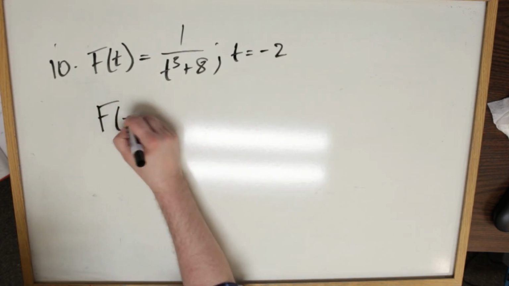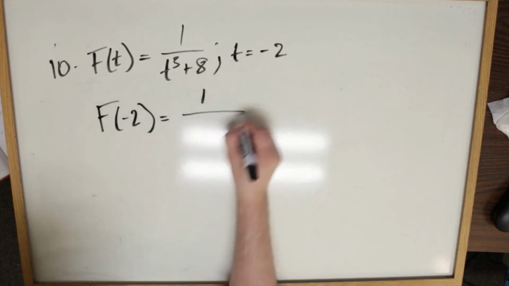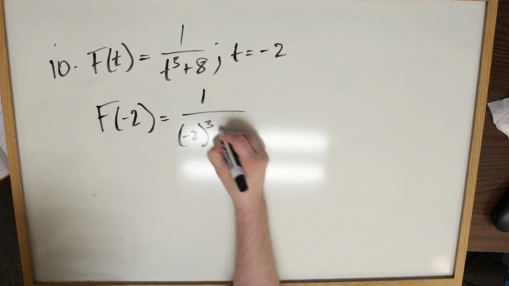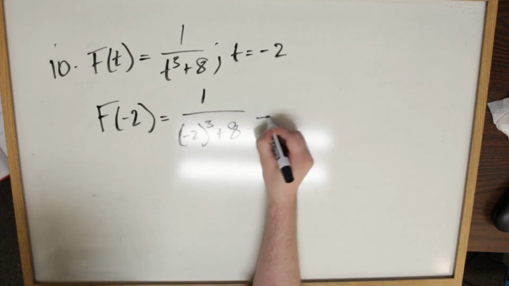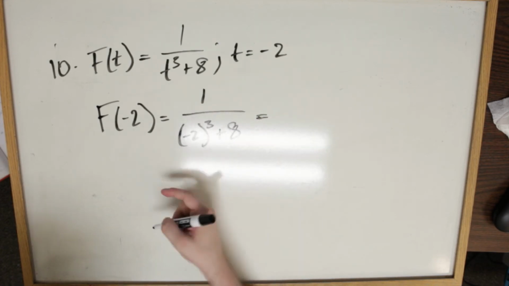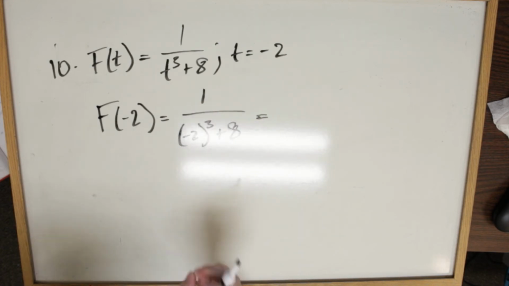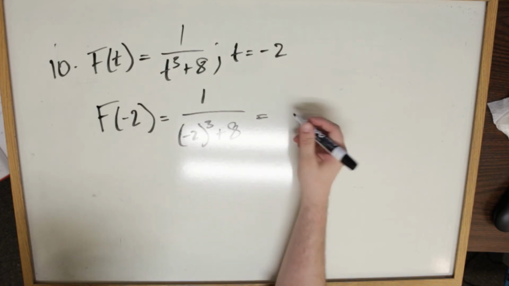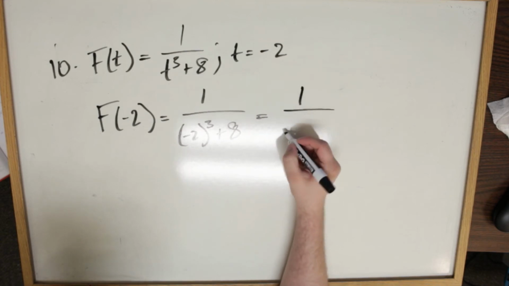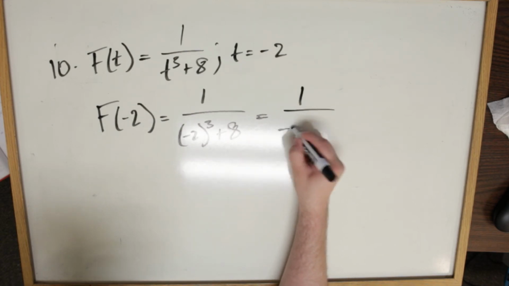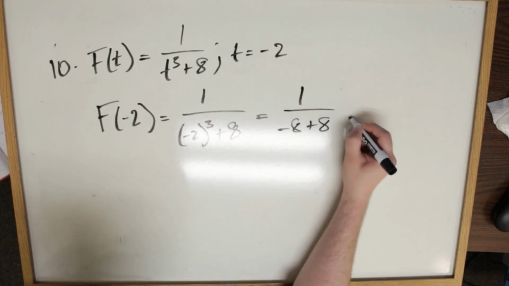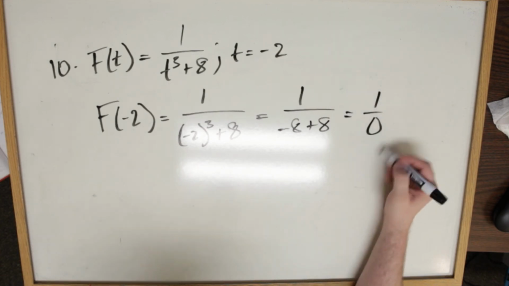F of minus 2 is equal to 1 over minus 2 cubed plus 8. Minus 2 to the third power is minus 2 times minus 2 times minus 2. I've got 3 negative signs, so it's going to be negative, and that value when I multiply is going to be 8. So this will be negative 8 plus 8, which is equal to 1 over 0.